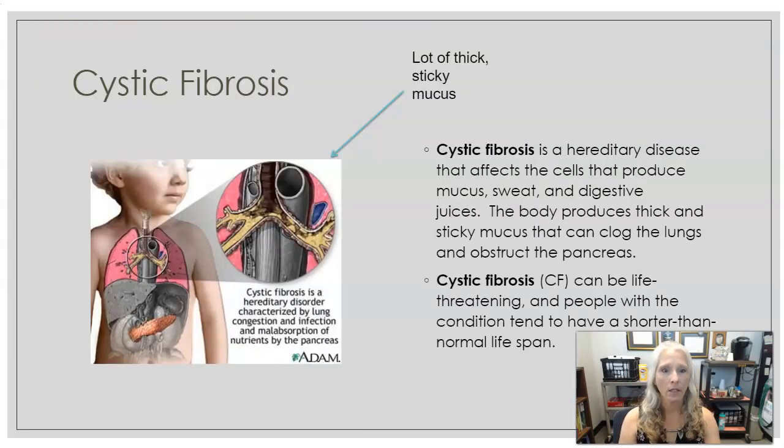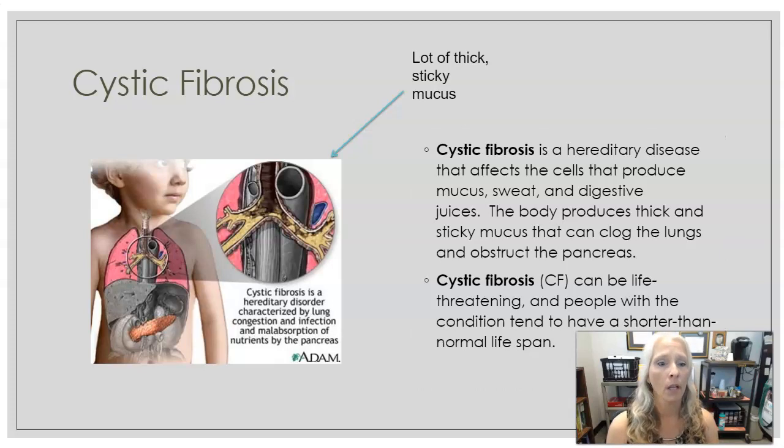Okay, so the next condition that we're talking about is cystic fibrosis. This is a genetic or hereditary condition. You see it in children because you're born with it, and it impacts the way that the cells that produce both their lung mucus, their sweat, and their digestive juices, there's something genetic there that causes that to be very, very thick and sticky and excessive in its production.